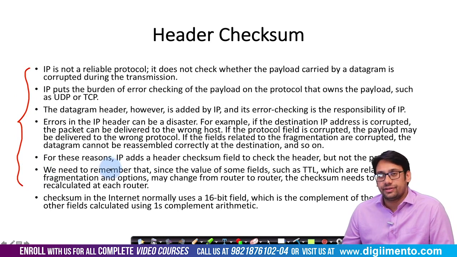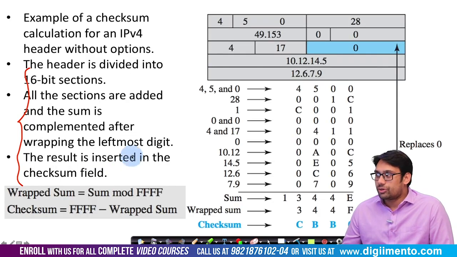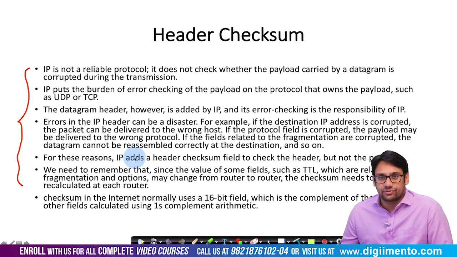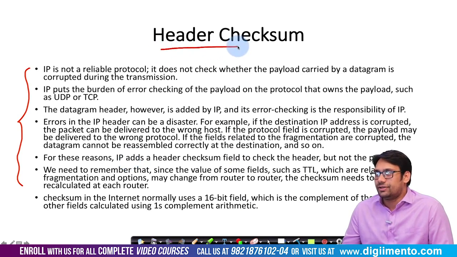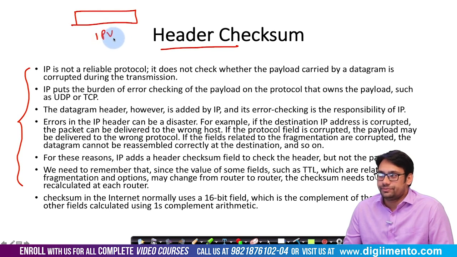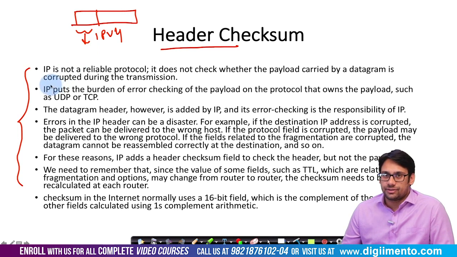This header checksum field is very important for checking whether there is any kind of error in the header or not. I'm going to explain how this checksum field works, but for now just understand that we have a header checksum field. We identify whether, in this IPv4 datagram header, there is some kind of mistake or problem, meaning some kind of error.